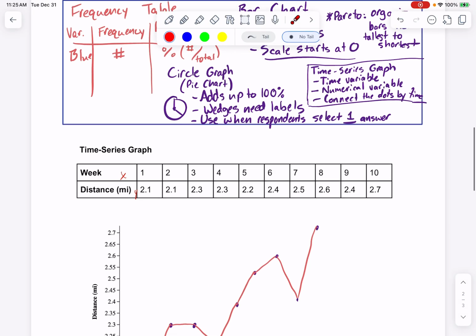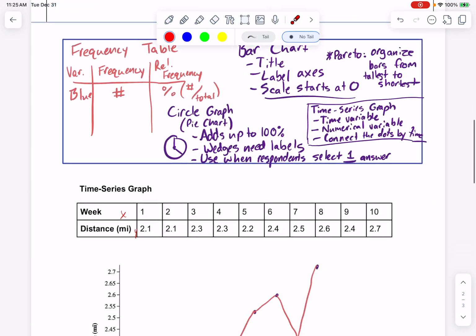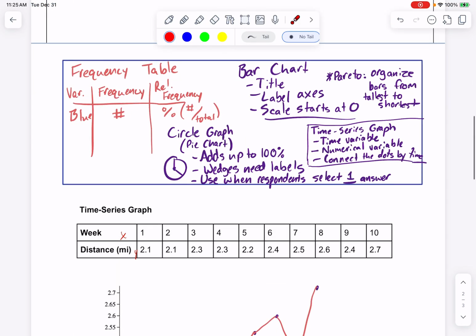All right, that's all I got for you. Again, this was lesson 1.4. Good graphs is what it's called on the website, but really it's about categorical charts and that time series graph.